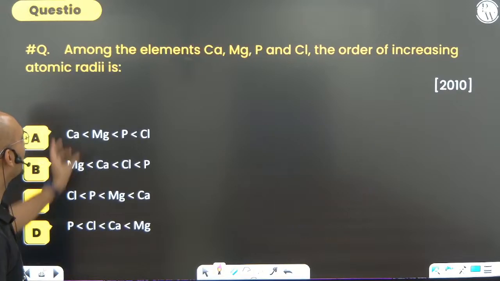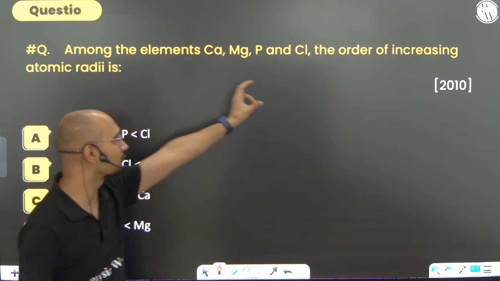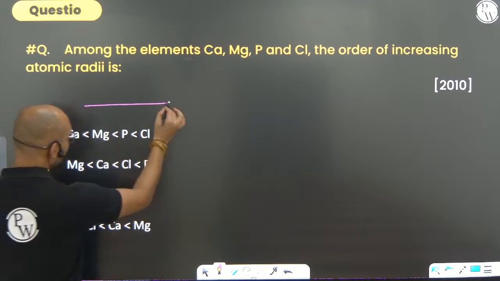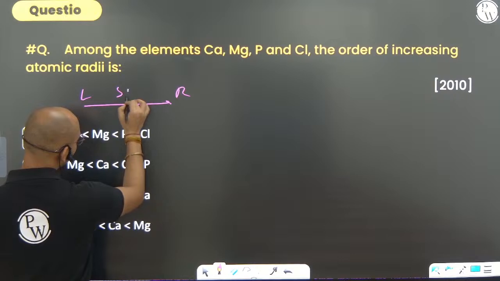Next is among the elements calcium, magnesium, phosphorus, chlorine, the order of increasing atomic radii. Again, you can see that from left to right, size decreases.